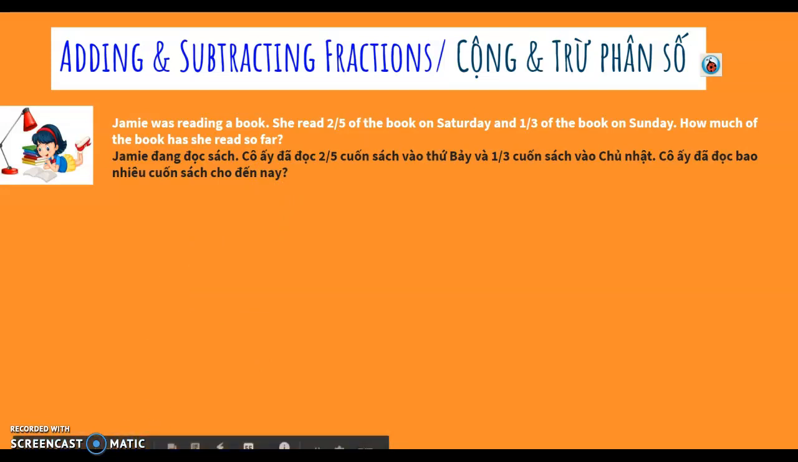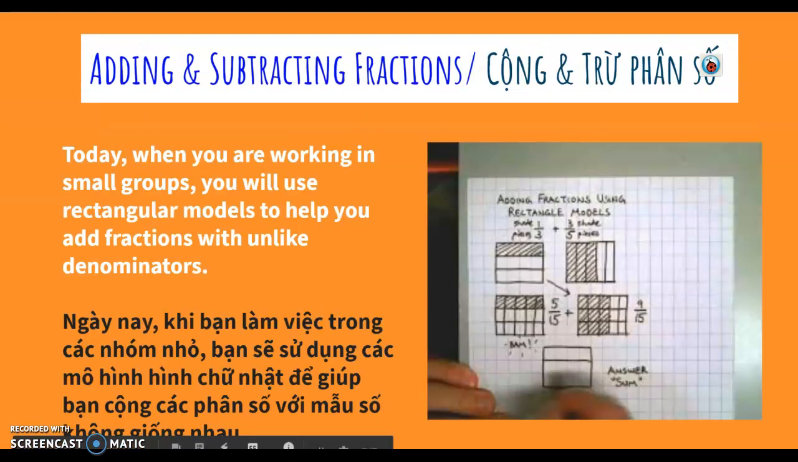She's read 11 15ths of the book. Today, when you're working in your small groups, you will use rectangular models to help you add fractions with unlike denominators.